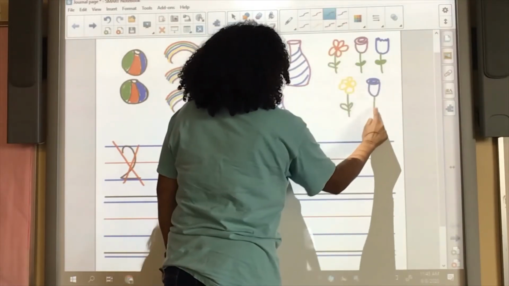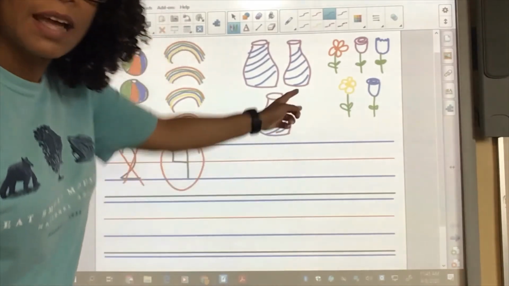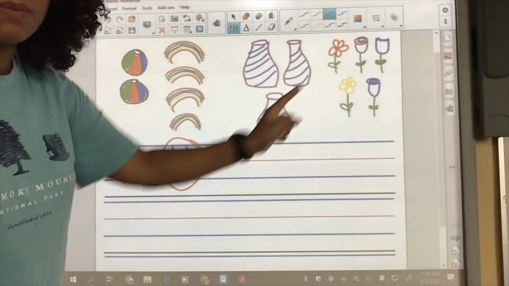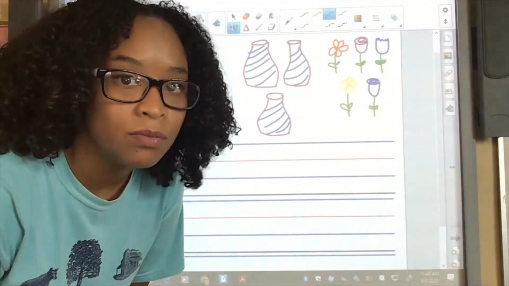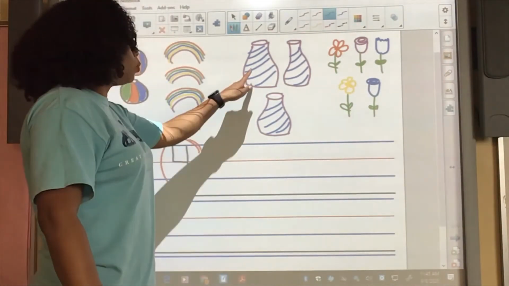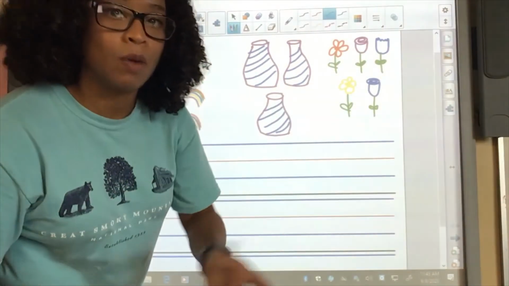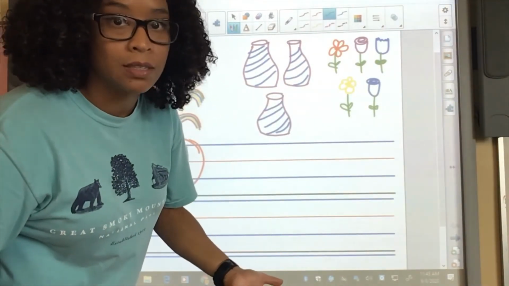With the green stem. Okay, so now I have my 5 flowers and my 3 vases. Let's count and write. So let's count our vases first. 1, 2, 3. 3 vases. So how will I show that I have 3 vases?